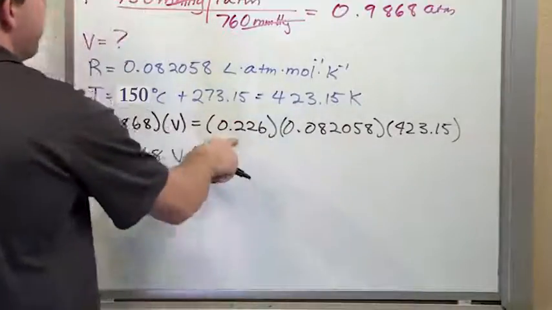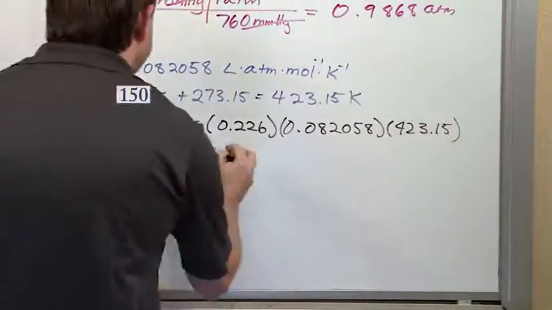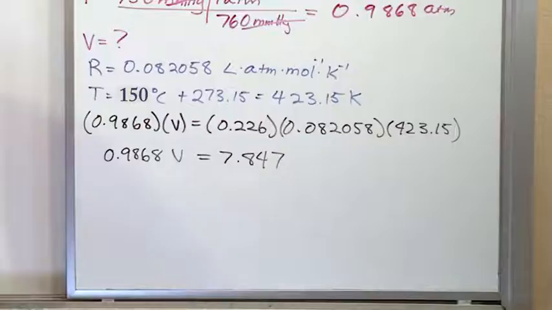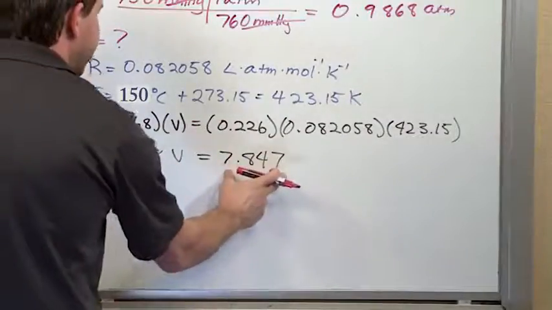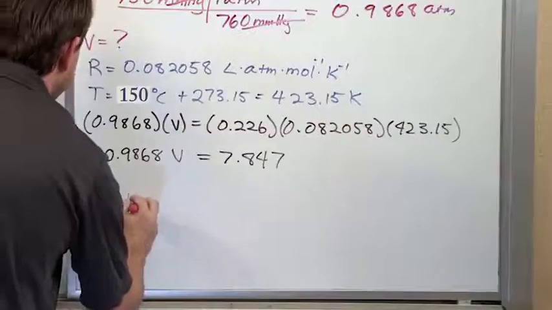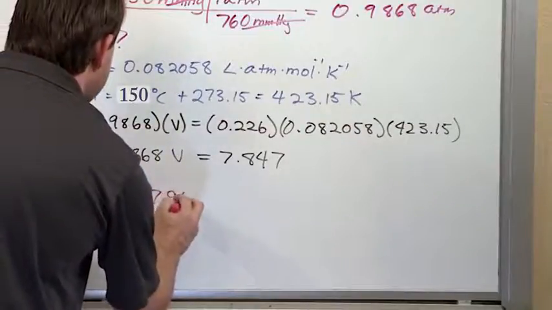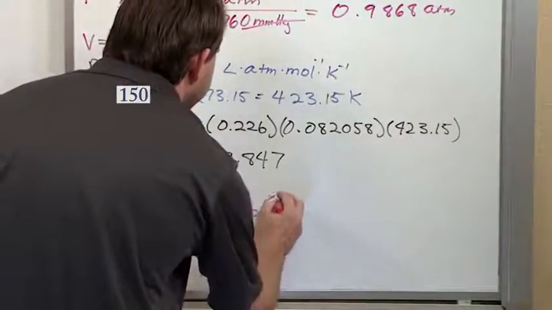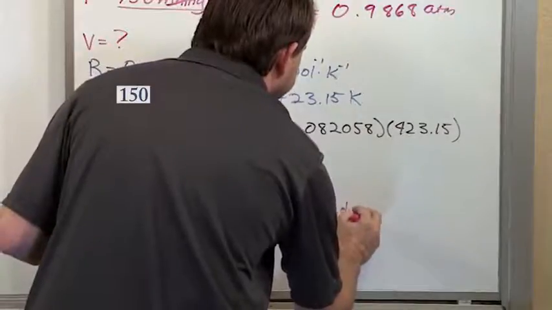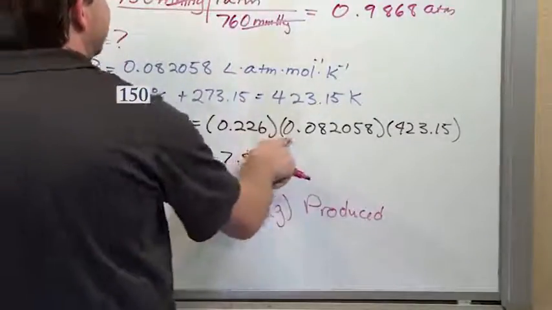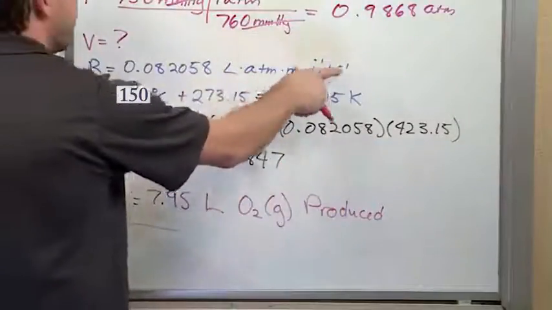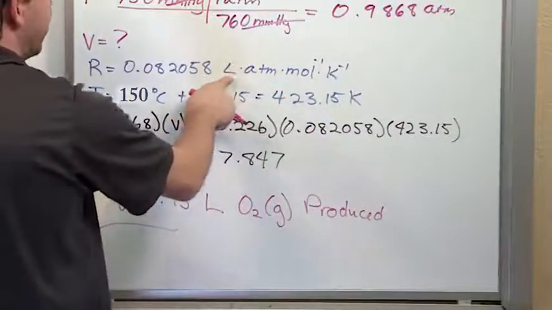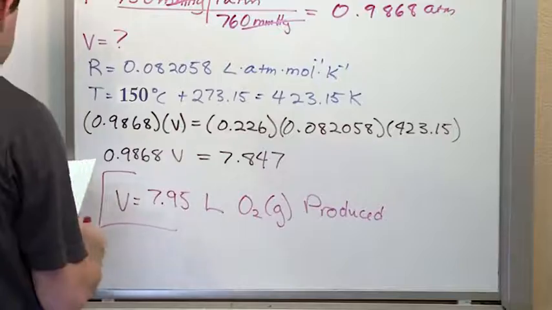On the right-hand side, we just multiply all these numbers together, and what I'll get is 7.847. To find the volume, I take this number and divide by this one, thereby moving it over there, and you'll get 7.95. The unit is liters, and this is the oxygen gas produced. The reason it's liters is because the universal gas constant we used was in liters, atmospheres, moles, Kelvin. The pressure was in atmospheres, the temperature in Kelvin, and we used moles. Therefore, we get a volume back in liters, 7.95 liters.